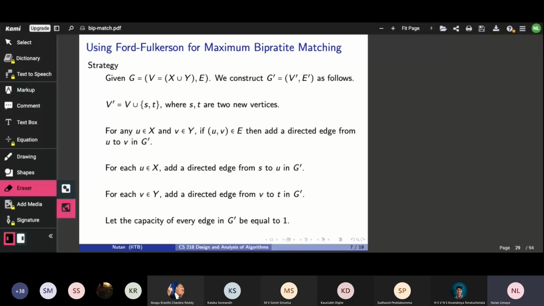Okay, so that's about it. That's the whole strategy to describe how G prime is constructed from G. I hope the construction is quite straightforward and therefore clear to everyone.